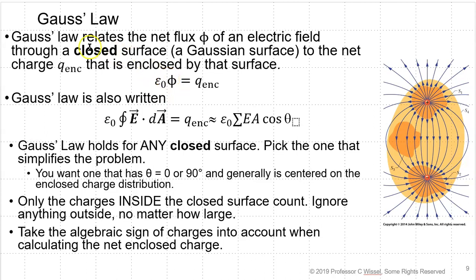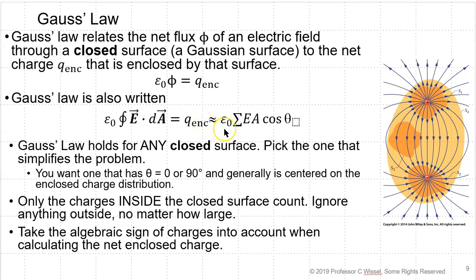Okay, so now we're going to take an arbitrary set of surfaces here with some charges inside, and we're going to relate Gauss's law to this. So Gauss's law relates the net flux phi of an electric field through a closed surface, and the closed surface is called a Gaussian surface, and the net charge Q enclosed that is enclosed by that surface. So epsilon naught phi equals Q enclosed. Gauss's law can also be written as epsilon naught times the closed integral of E dot dA equals Q enclosed.